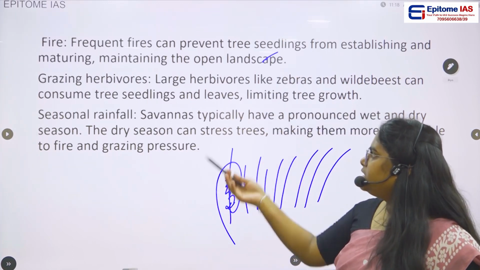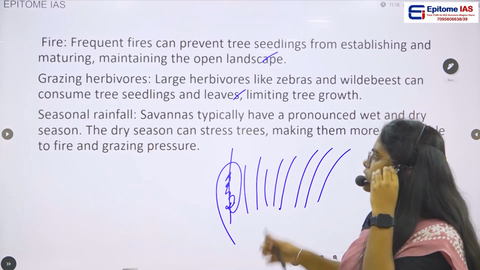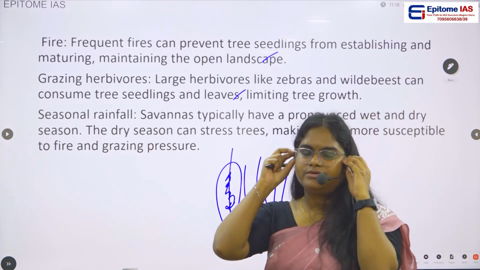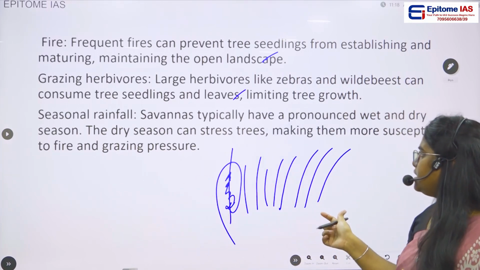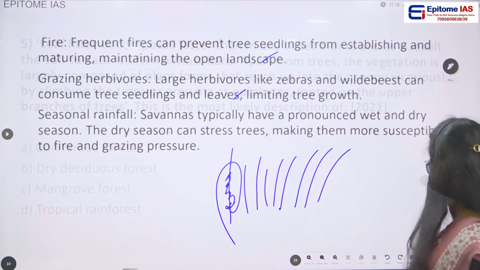And grazing herbivores, we already saw this point. Then seasonal rainfall. So this savanna type of grassland will be having seasonal rainfall. We already saw all these factors.